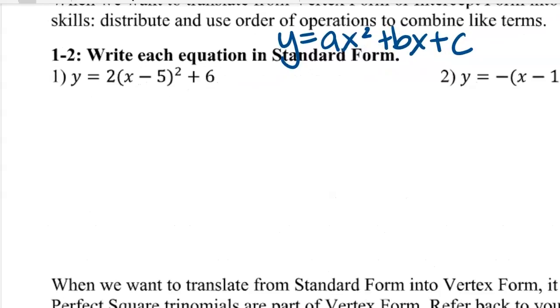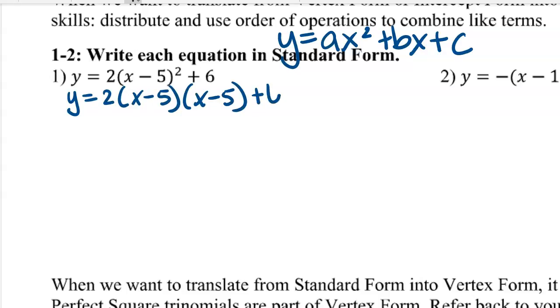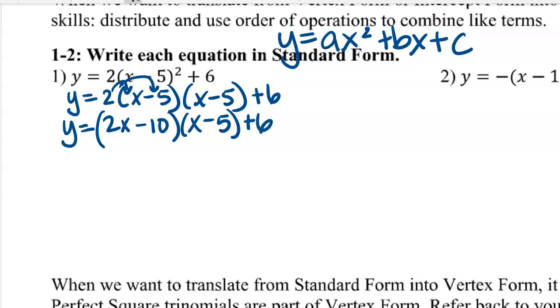So y equals 2 times x minus 5 squared plus 6. So what you should do when you see a power of 2, students, is write it out twice so we don't forget to FOIL correctly. So here we have 2 times x is going to give us 2x. 2 times negative 5 is going to give us negative 10. Drop down the x minus 5. Minus 5. And drop down the 6. And then now FOIL again.